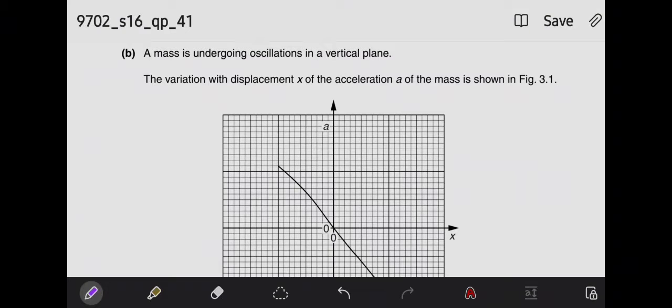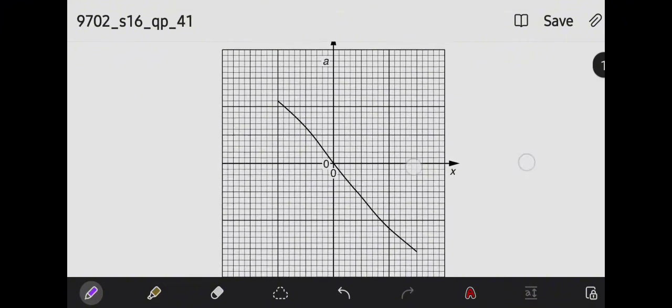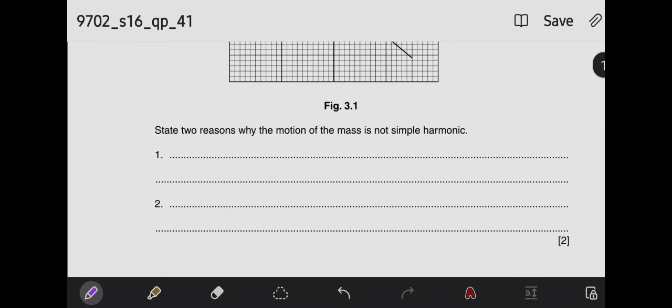Part B, a mass is undergoing oscillations in a vertical plane. The variation with displacement x of the acceleration a of the mass is shown in figure 3.1. State 2 reasons why the motion of the mass is not simple harmonic.